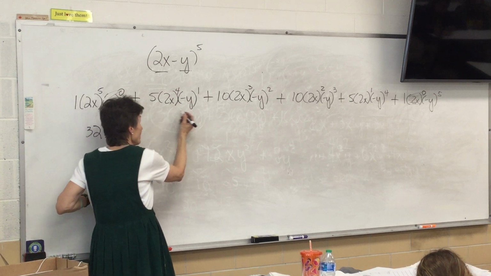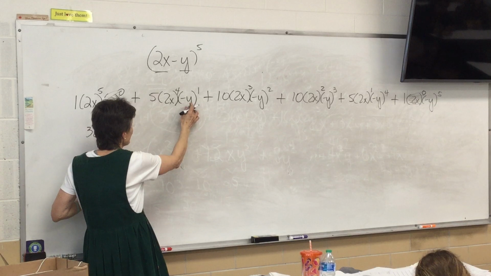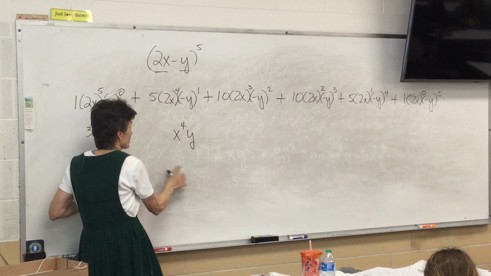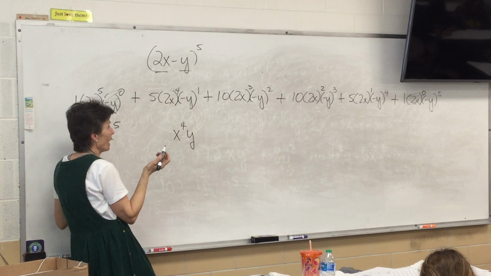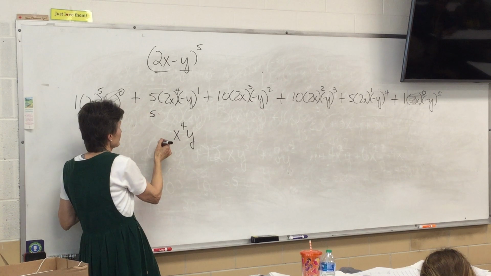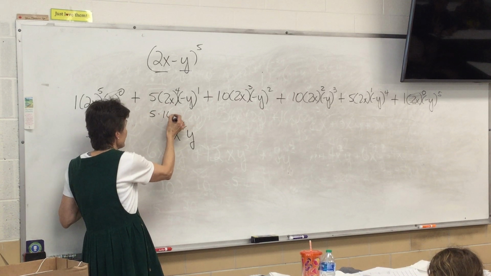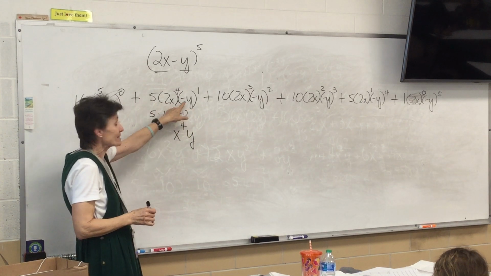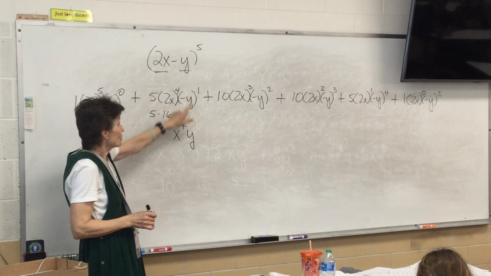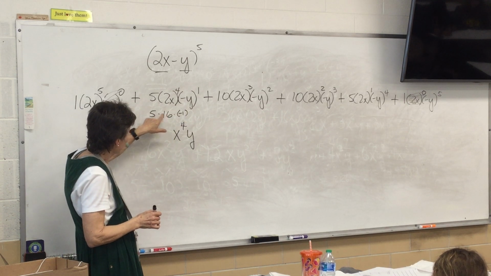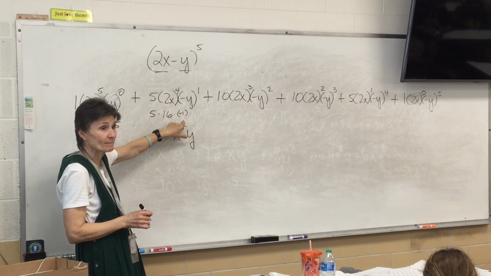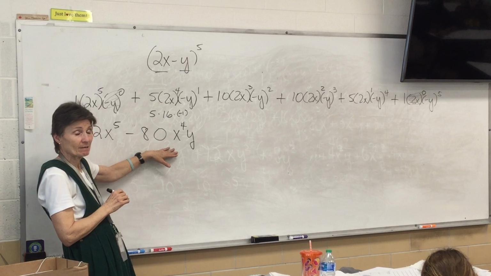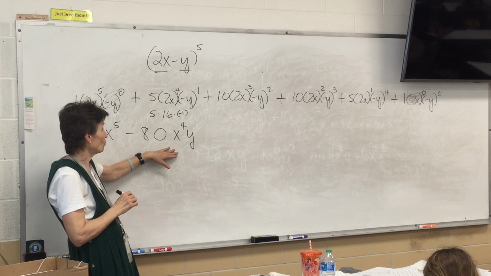Now, what am I multiplying here? I know I'm going to have an x to the fourth and a y to the first. But what do I have number-wise? I have a 5, 16, and -1. These are multiplied. So that's a -1 right there. So what do I get when I multiply 5 times 16 times -1? -80. So there's your second term, -80 x to the fourth y.